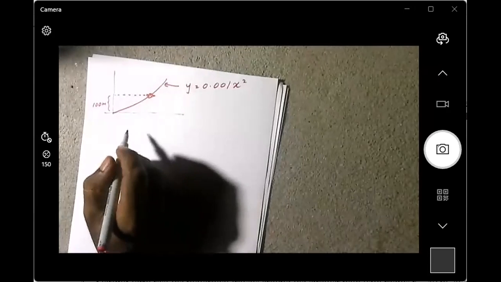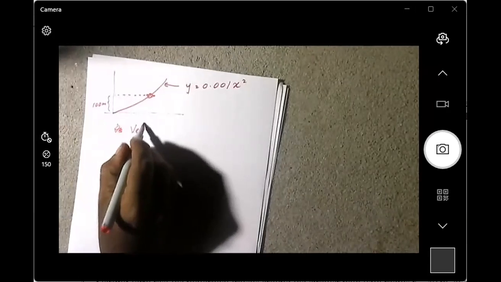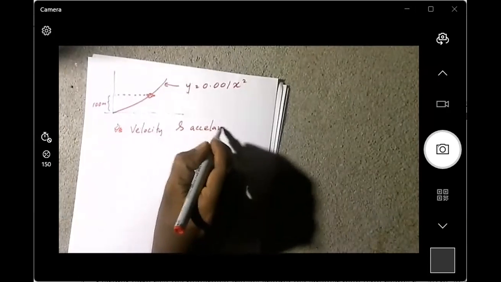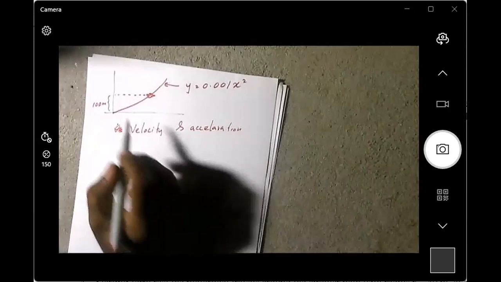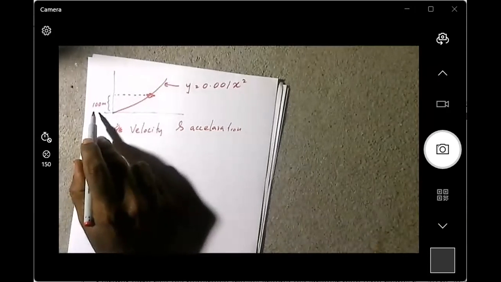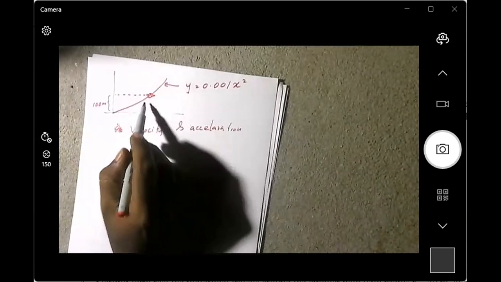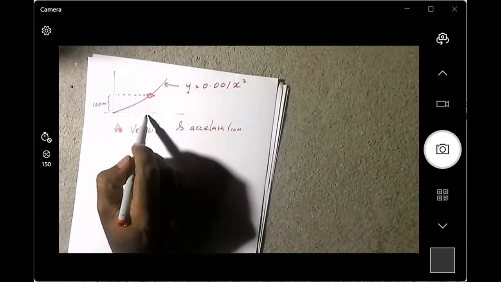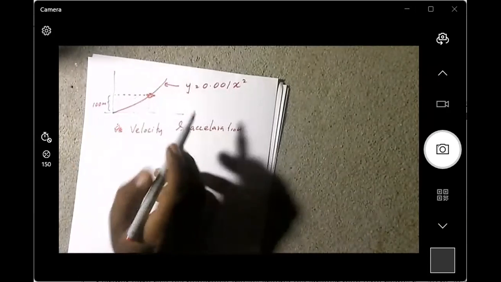So we need to find the velocity and the acceleration. Right? We have the path and the height is given as 100. Can we find the distance traveled in the horizontal direction at this particular instant? Right?